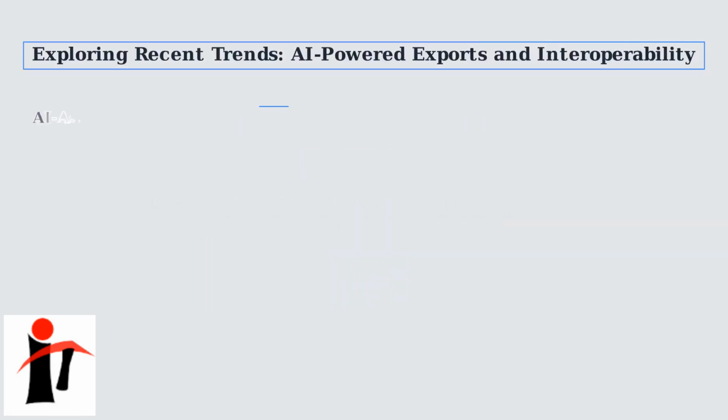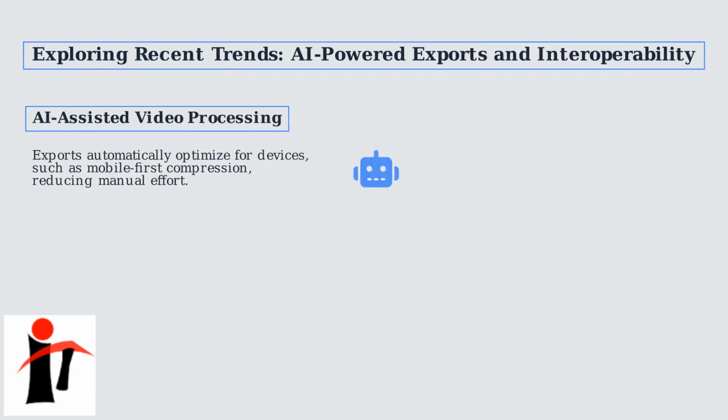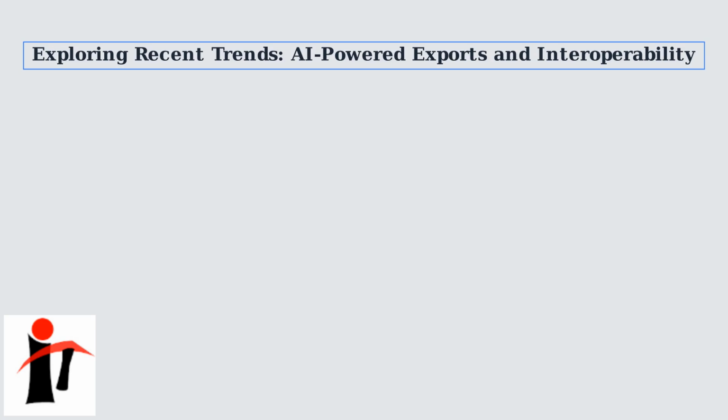Recent trends in Wistia include AI-assisted video processing. This technology automatically optimizes exported videos for different devices, such as applying mobile-first compression to ensure smooth playback on smartphones and tablets. This automation reduces the need for manual adjustments and saves time for users.